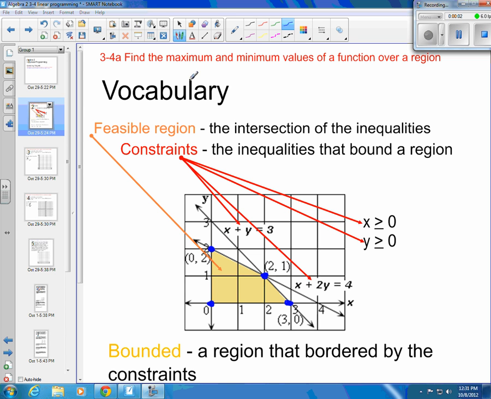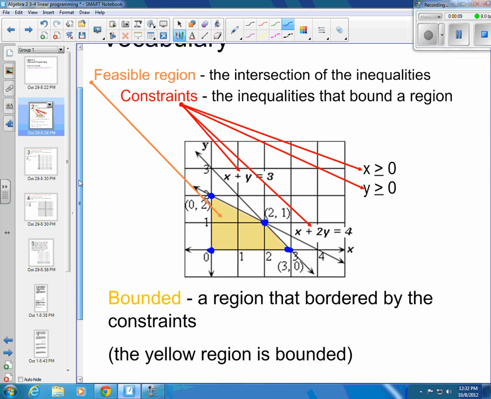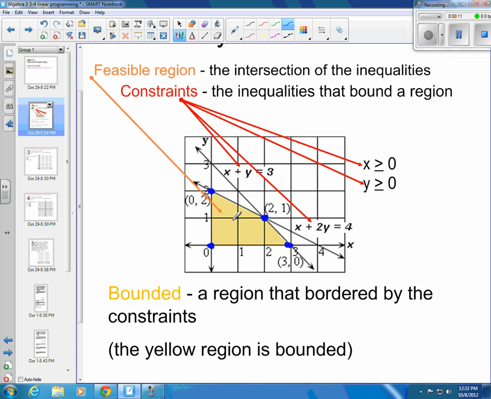Okay, this is Algebra 2, Chapter 3, Section 4. Just a quick look at the vocabulary again. I covered a whole video on the vocabulary. We've got our feasible region again, which is the shaded area. The constraints are the actual inequalities here.